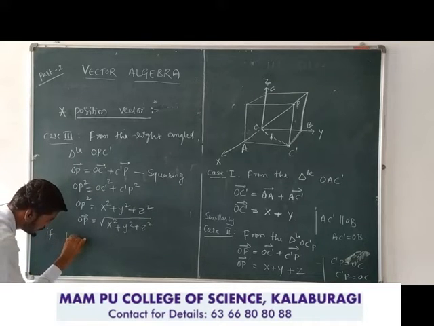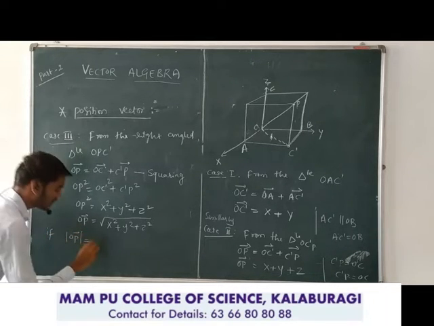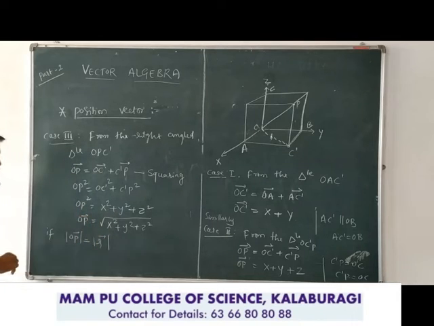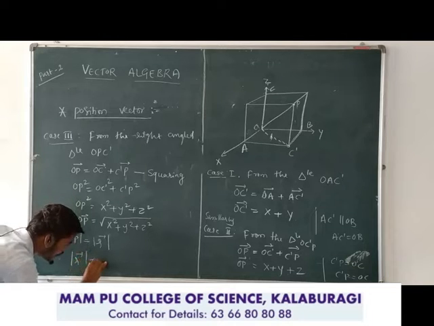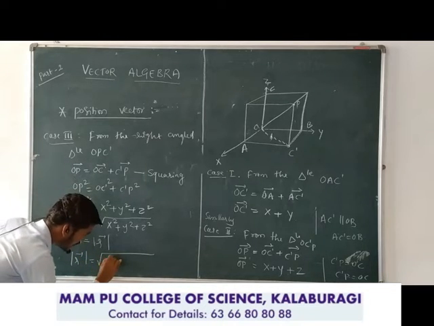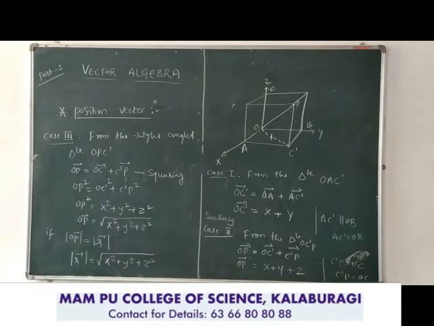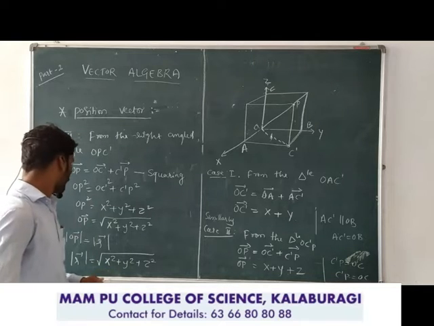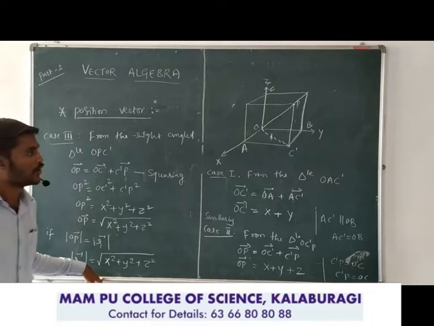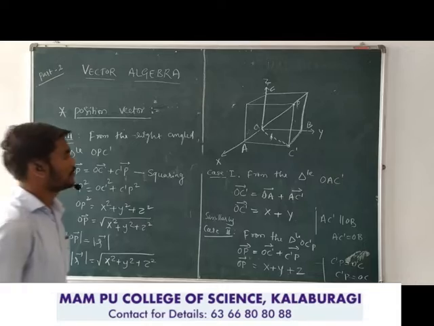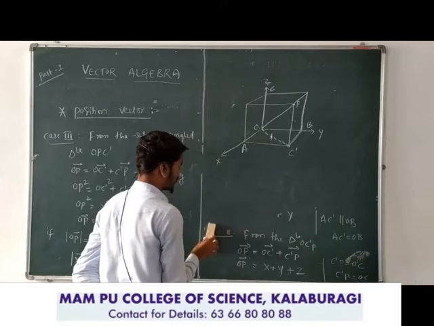The magnitude of the position vector, mod of OP, I can also write as mod of R. So finally, mod of R is equal to under root X square plus Y square plus Z square. This is the position vector. We found the equation of the position vector by taking the help of the triangle law. Now come to one more thing, the second one, direction cosines and ratios.